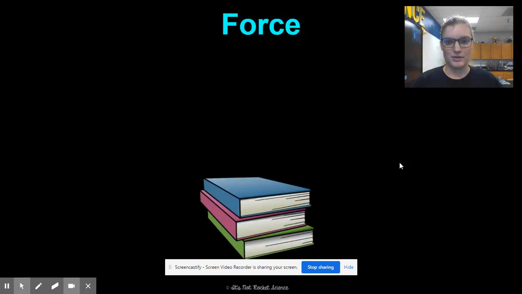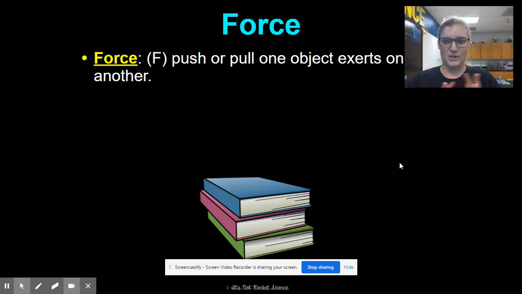The first thing we're going to talk about is force, and we usually use F to represent force, and it's the push or pull that one object exerts on another. So like in Star Wars, use the force, you're either pushing or pulling something in a direction.